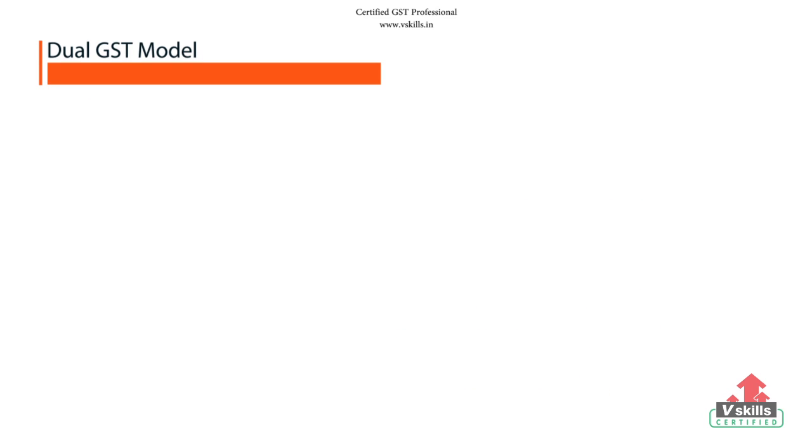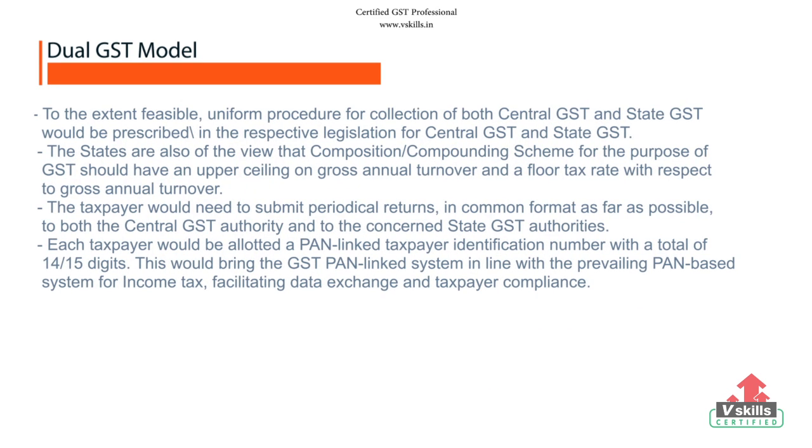Some more features of GST are: to the extent feasible, uniform procedure for collection of both central GST and state GST would be prescribed in the respective legislation for central GST and state GST. The states are also of the view that composition compounding scheme for the purpose of GST should have an upper ceiling on gross annual turnover and a floor tax rate with respect to gross annual turnover.